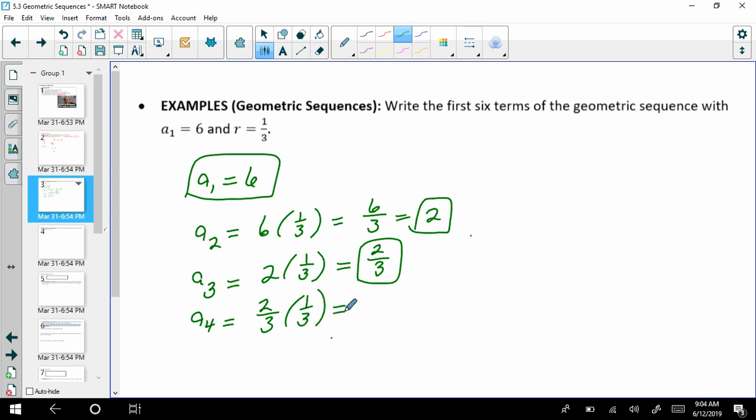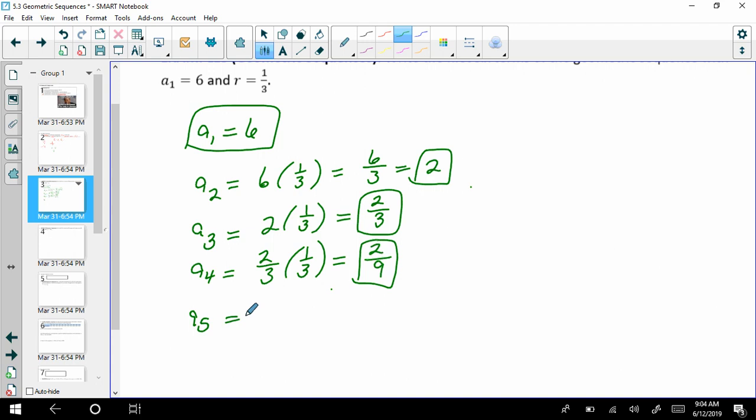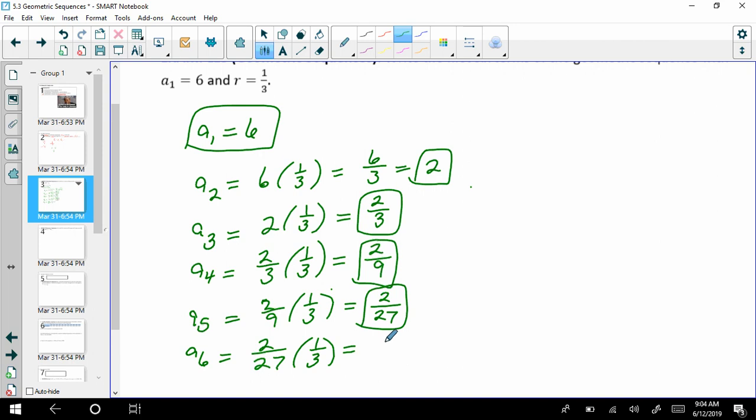Remember, for multiplying, you do not need a common denominator, so just multiply straight across. 2/9. A sub 5, I would take my 2/9 times 1/3, and I will get 2/27. And one more, term number 6, I would get 2/27 times 1/3 is 2/81. Unless MyMathLab tells you otherwise, I would prefer them to be left in simplified fraction form.